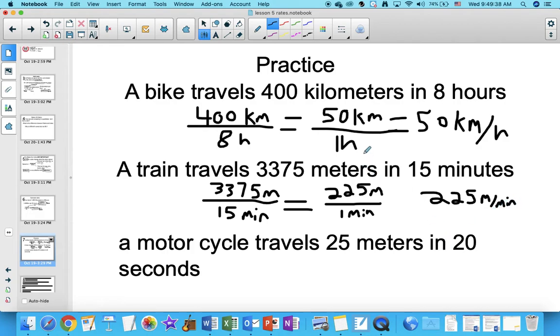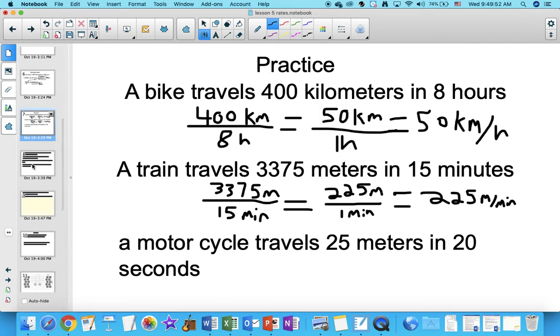Right? And so these are our unit rates. We have our rate and our unit rates just by simplifying our fractions. So do this one on your own, and we'll just keep moving on from there. This should be relatively easy.